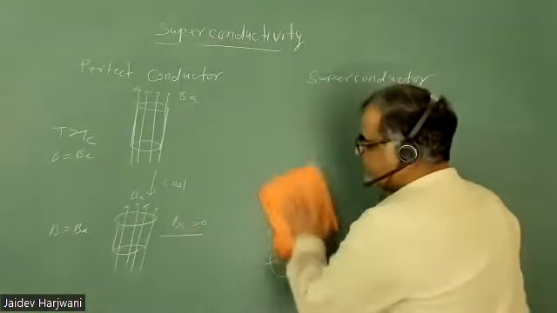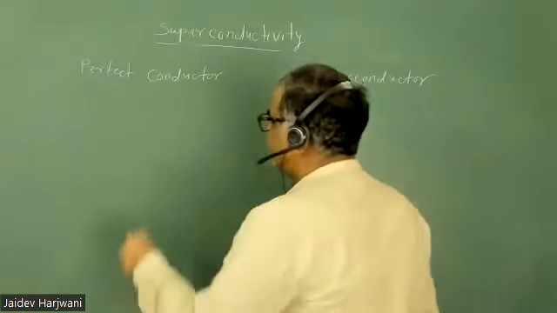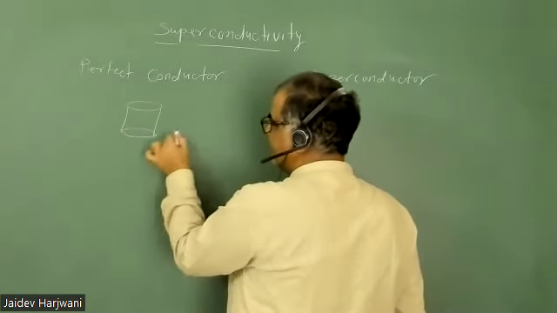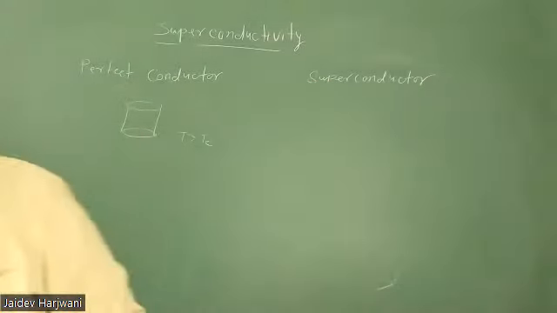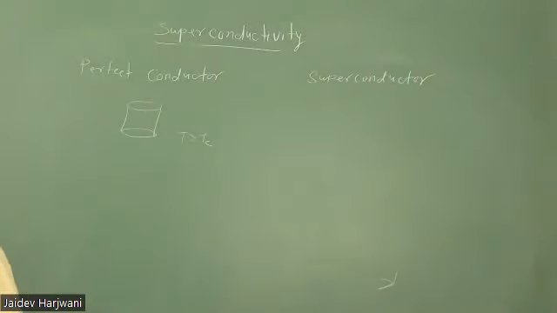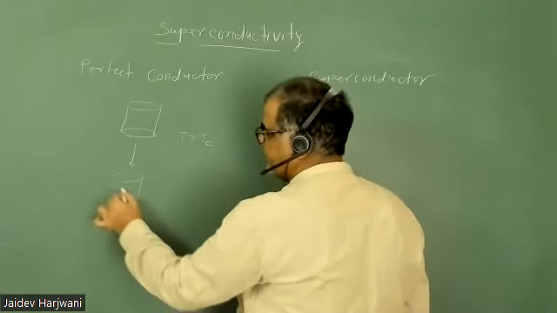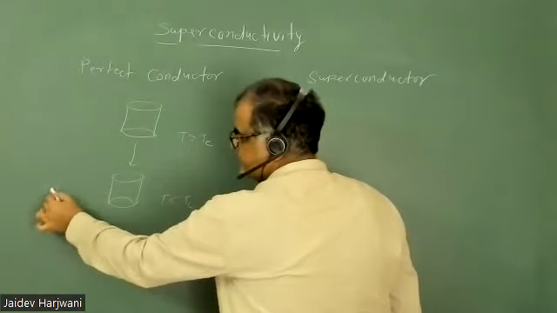Now this was cooling in a magnetic field. Suppose now I don't have a magnetic field. A sample is kept at T greater than TC. Now what happens if I cool it? Let me see the difference between these two, how they are different. If I cool this perfect conductor, nothing will happen. T is less than TC, and now it has resistivity 0.